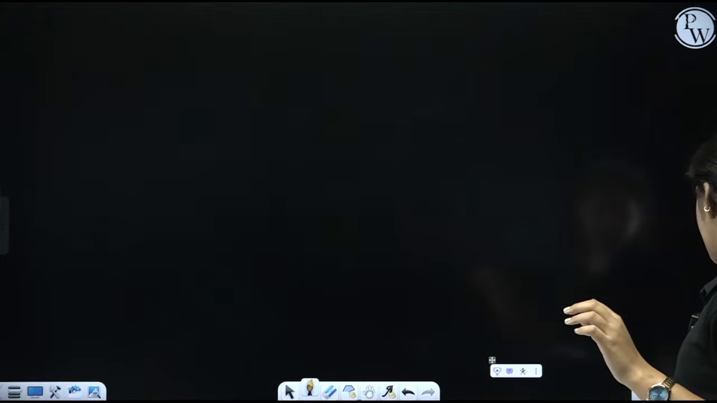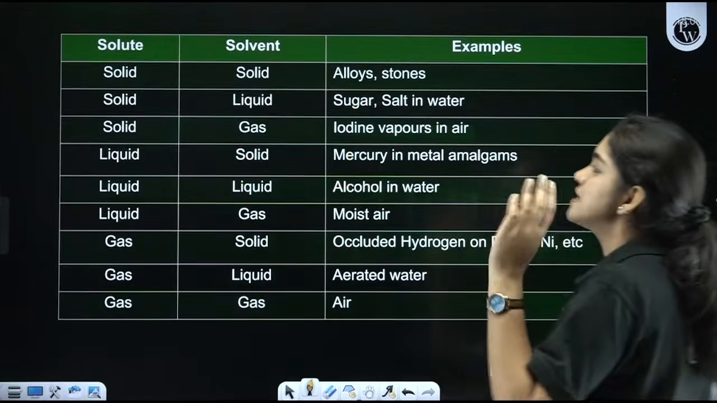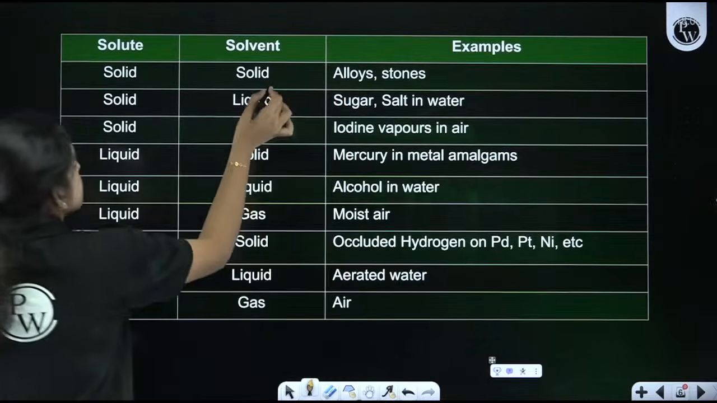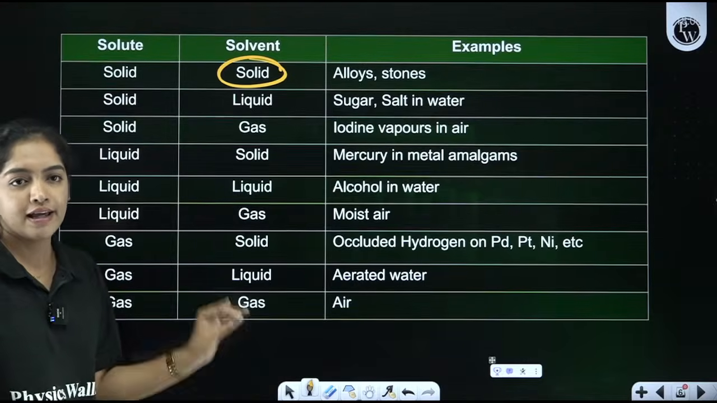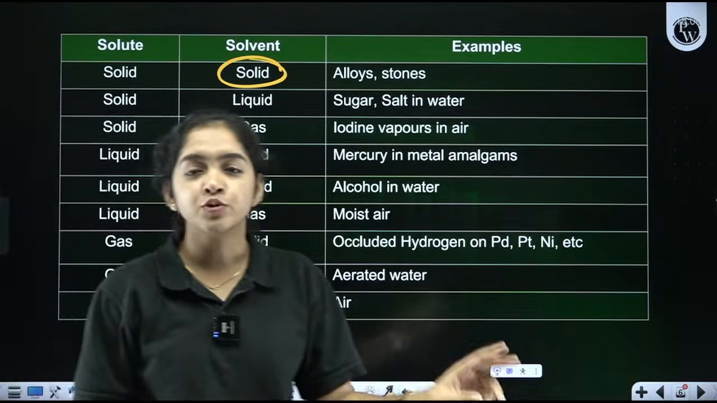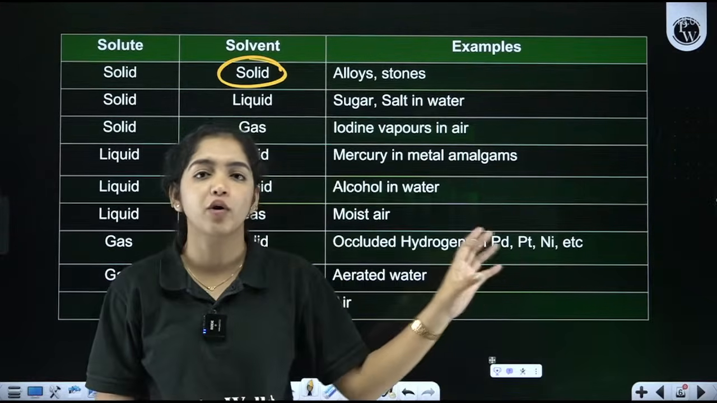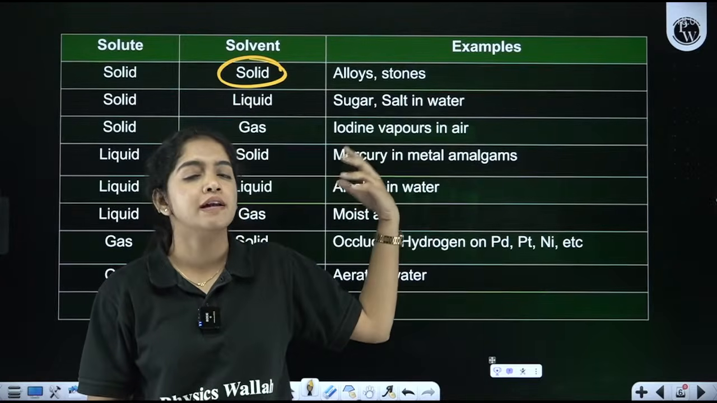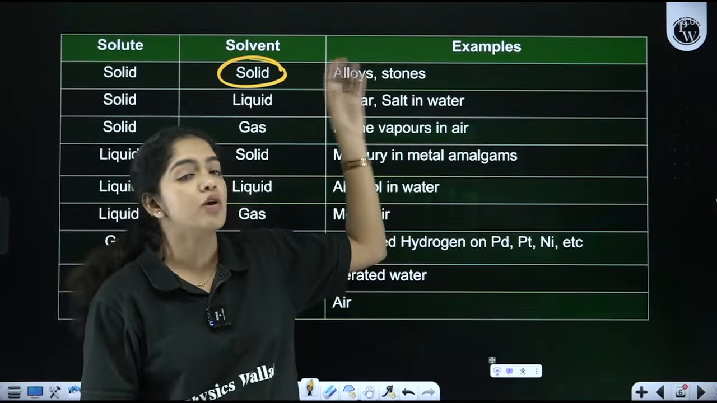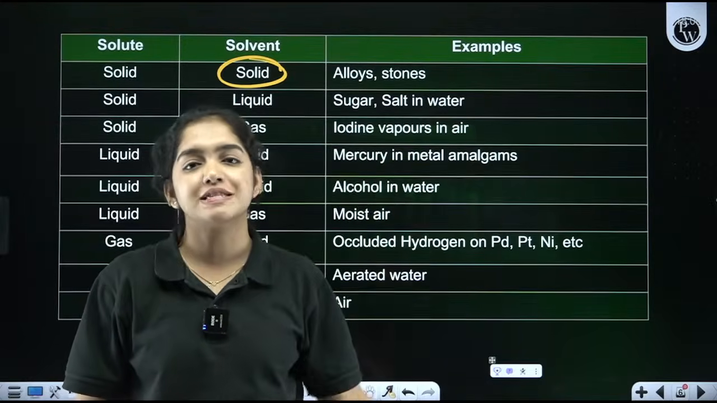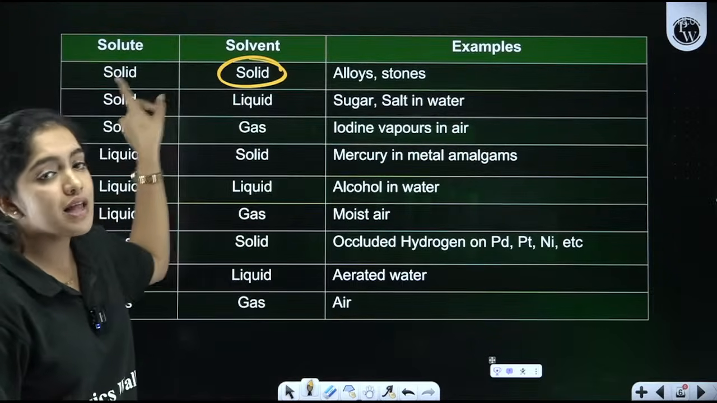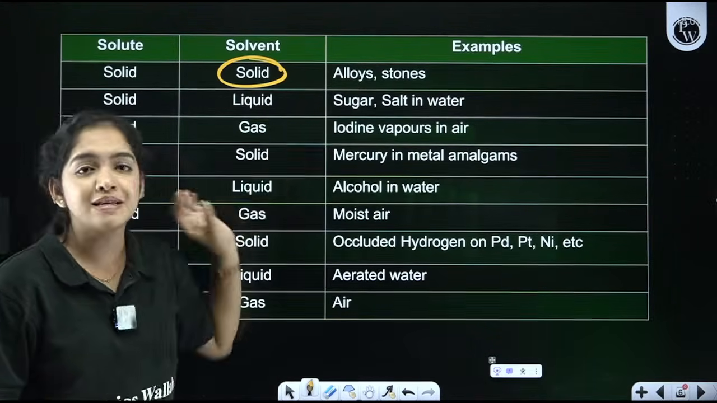There are different types. The first one is solid. Look here. The solvent is solid. The solute is also solid. And this can be asked in your MCQ questions. We are having 16 MCQs for our board exam, and out of this table they are repeatedly asking questions like: give an example for solid, and sometimes an example will be given and they will ask which is the solvent present here. So if both are solid, the main example is alloys or stones.